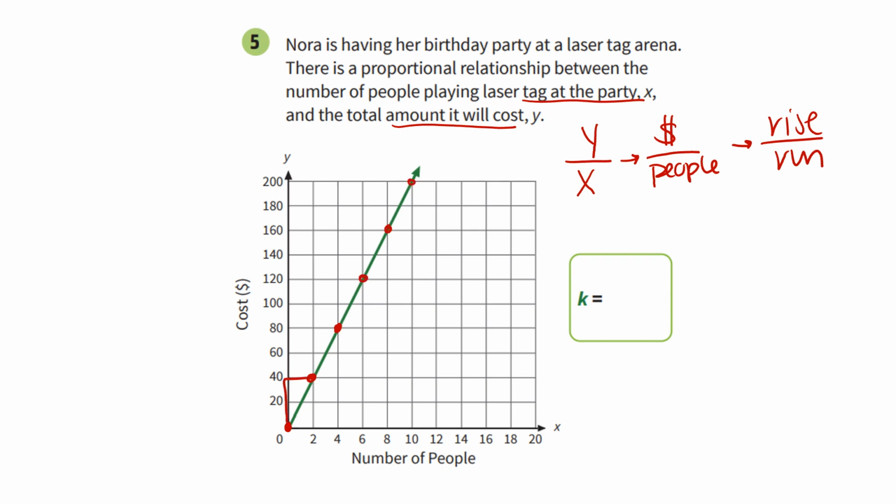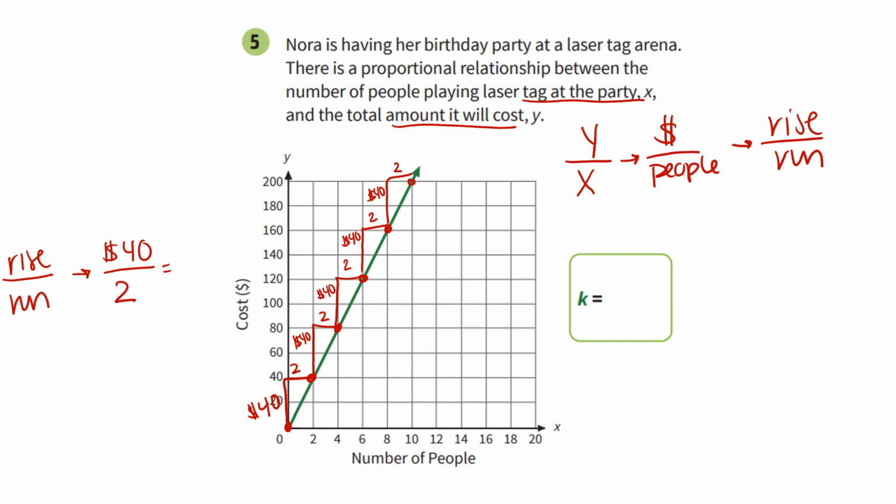0 to 40 would give us $40, and that would be for 2 people. Going from 40 to 80 would be $40, and again, that would be for 2 people. Going from 80 to 120 is $40 for 2 people, and we continue that pattern of $40 for 2 people. So our rise number would be the $40. Our run number would be the 2 people.